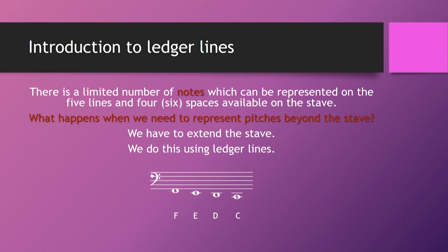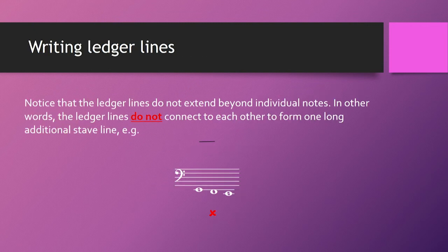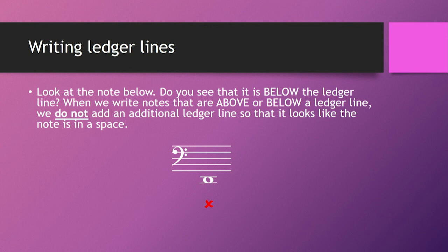So these ones, if you're looking at the screen now, are correctly written. In the next one, you'll see there's the line that extends all the way through them. That is incorrect. They need to be separated. And in this one, there is an additional line which is not needed. You do not need that extra line, just the one above it.